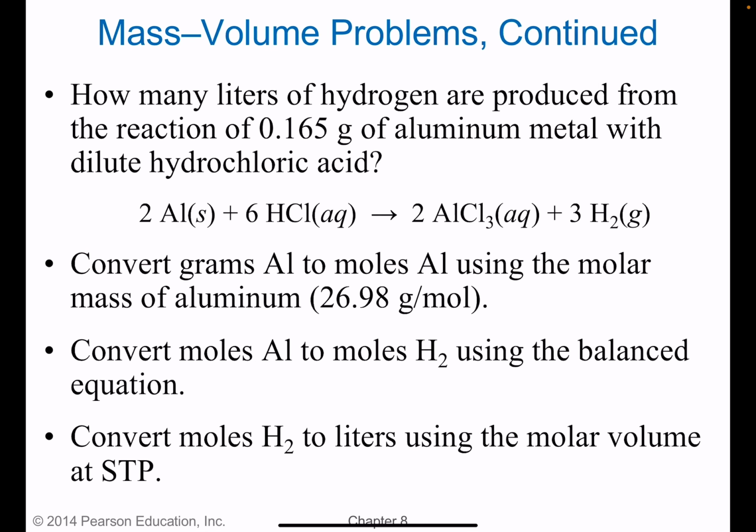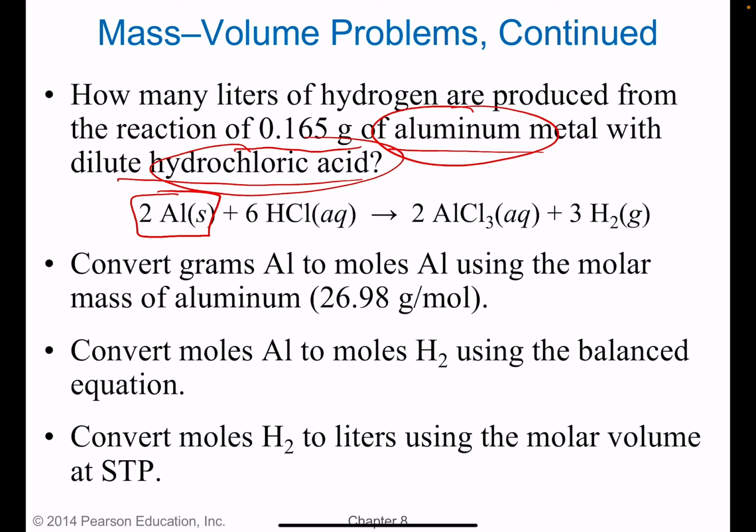So here's an example. It says how many liters of hydrogen are produced from the reaction of 0.165 grams of aluminum with dilute hydrochloric acid. So we've got a balanced chemical equation already, which is great. We're going to need to figure out the mole ratio between aluminum and hydrochloric acid. So here's aluminum in the balanced chemical equation. Oh, actually my mistake, we need to go from aluminum to hydrogen because it says how many liters of hydrogen. So we're actually going from aluminum over here to hydrogen, where it is a 2 to 3 molar ratio.